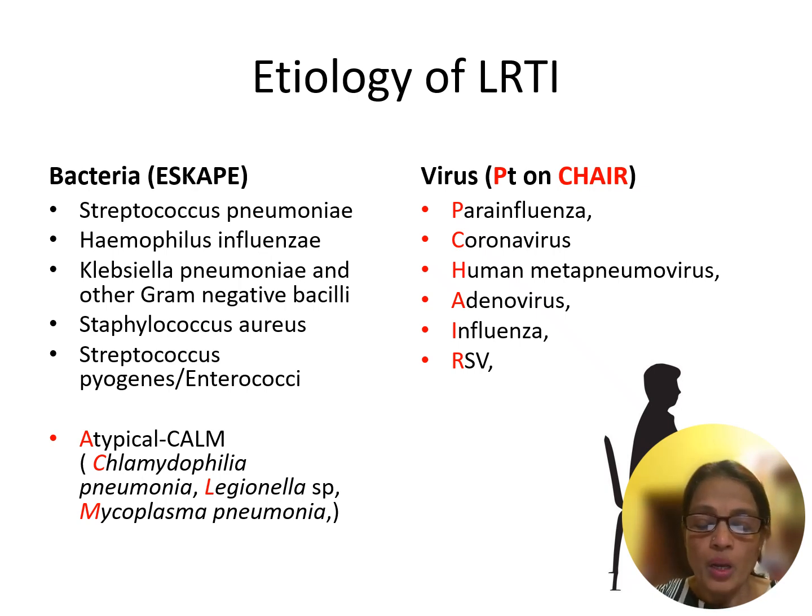And there are some pathogens which cause atypical pneumonia. They are Chlamydia pneumoniae, Legionella pneumophila, Mycoplasma pneumoniae. And amongst the viruses, you have parainfluenza virus, coronavirus, human metapneumovirus, adenovirus, influenza virus, and respiratory syncytial virus.